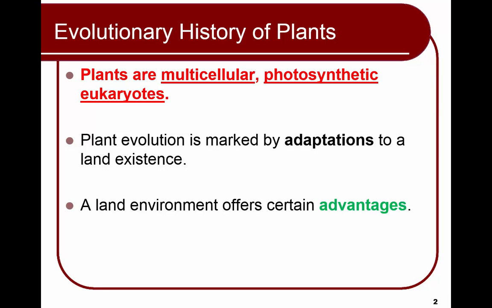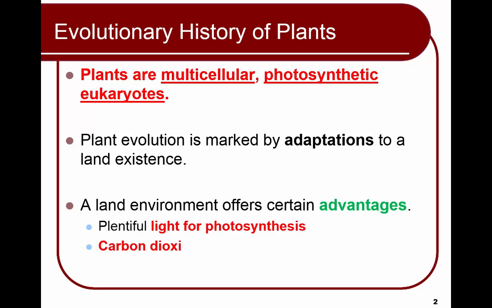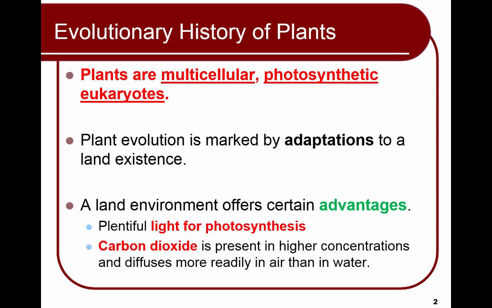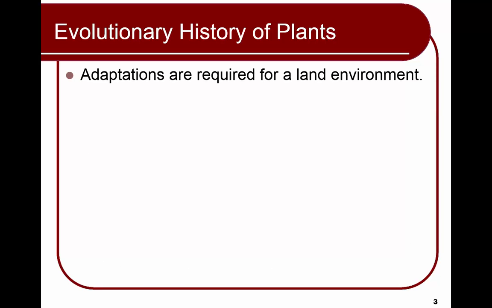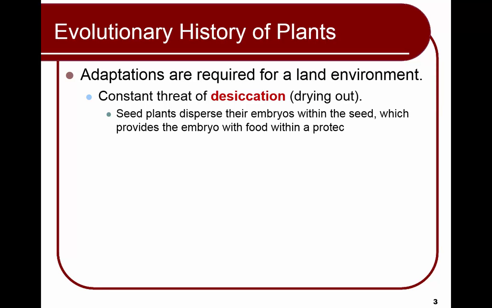And living on land has certain advantages. First of all, there's plenty of light for photosynthesis, and it's easier for carbon dioxide to diffuse from air than in water, and there are higher concentrations of carbon dioxide in the air. But it took some adaptations for them to live in this land environment. They had to have some way to keep from drying out or becoming desiccated. And so they developed seeds so that their embryos would be enclosed within the seed and they'd have food in that seed coat as well.